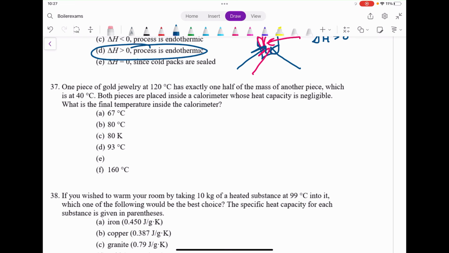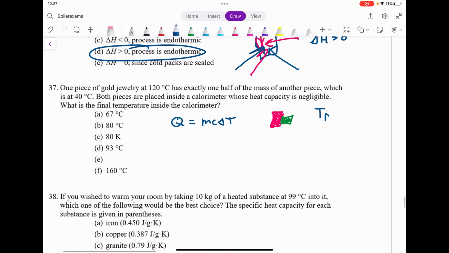What you need to know here, first of all, Q equals mc delta T. And we know that when we're going to combine these, we know a couple things. I'm going to combine one piece of gold jewelry with the other slightly smaller piece. Eventually, they will reach a thermal equilibrium where the temperature final of the first piece equals the temperature final of the second piece. That's going to be one condition we need to know to solve this.